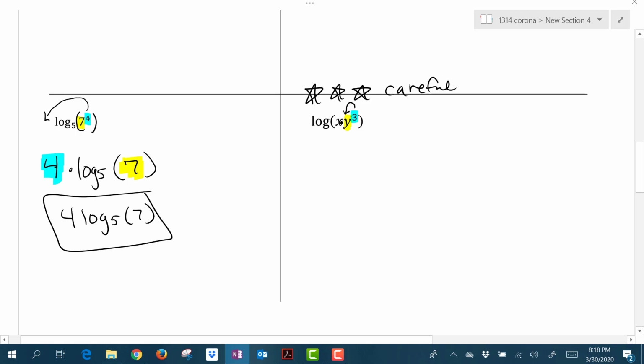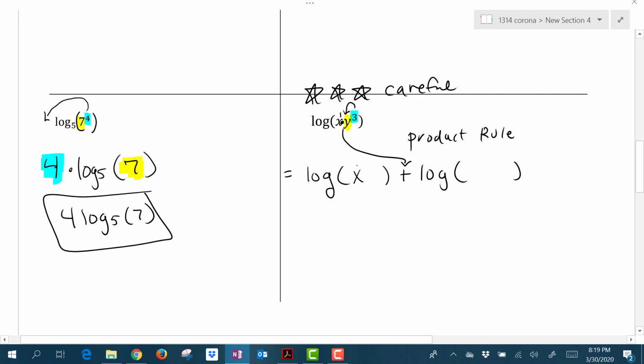So the problem here is that my power rule only works if everything inside of the log is raised to exactly the same power. In this case, there's like an implied 1 as the power on the x, but that power of 3 does not apply to the x. So we will need to separate the x and the y first before we apply the power rule. So we're first going to use the product rule. The product rule says if you're multiplying between two quantities inside of a single log, you can separate those quantities into their own logs. Multiplication translates to addition between the two logs. In the first log we will have x, in the second log we will have y to the power of 3.